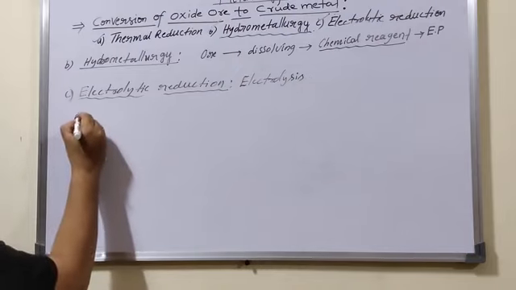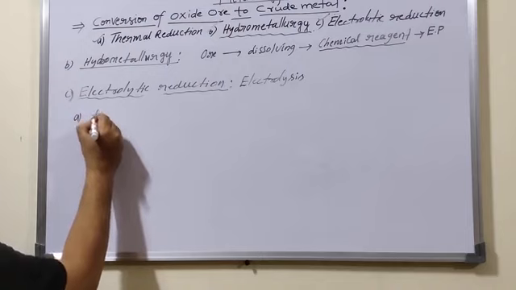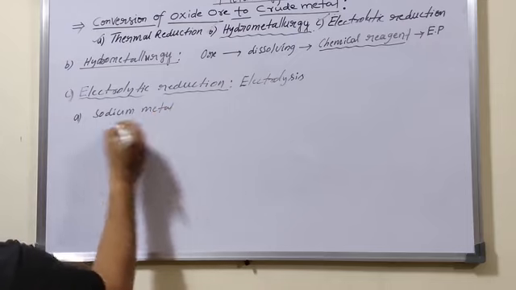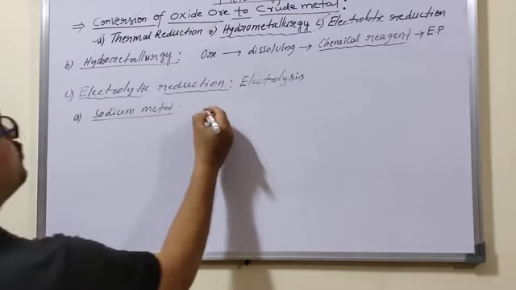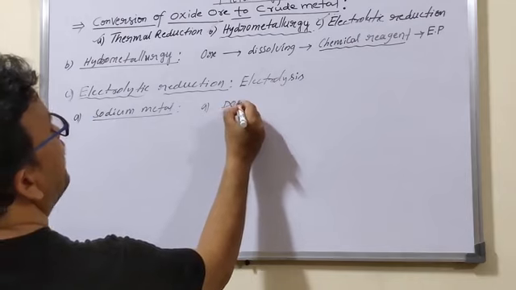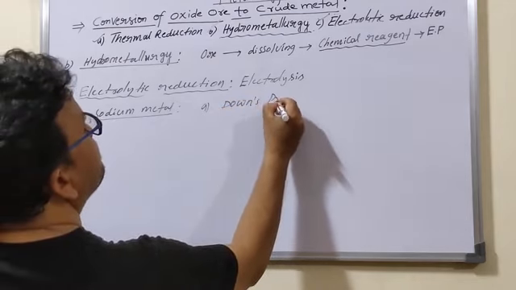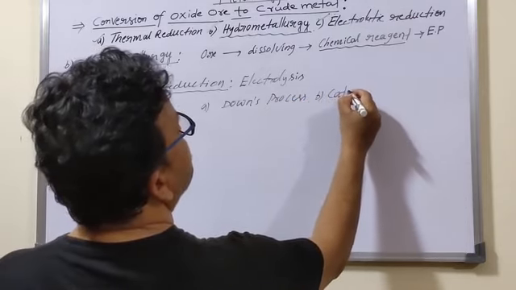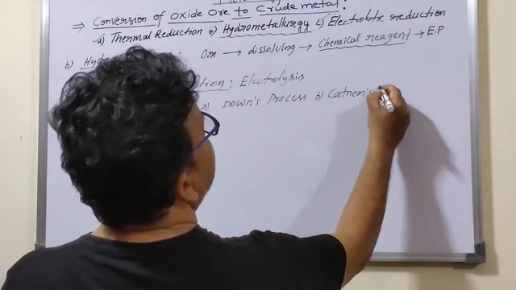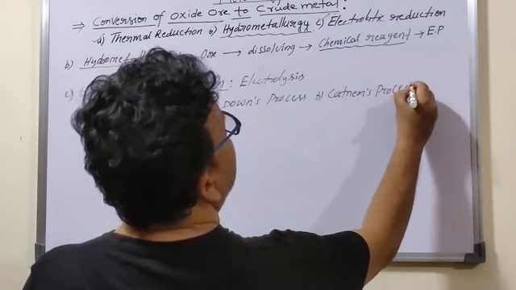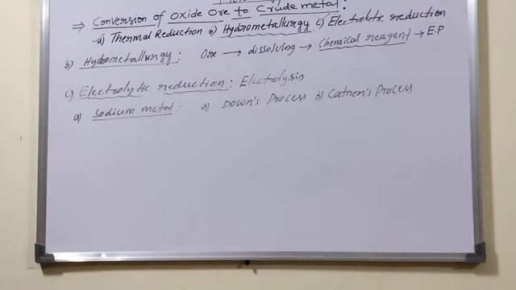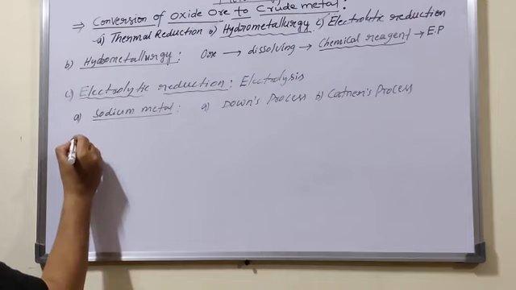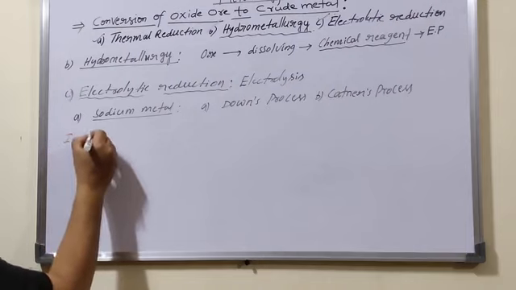And I am explaining a few. Extraction of sodium: I am extracting sodium metal. To extract sodium metal, we have two methods, that is the Downs process and the Castner process. So many methods we have, but here I am explaining by the electrolytic method. First one, the Downs process.